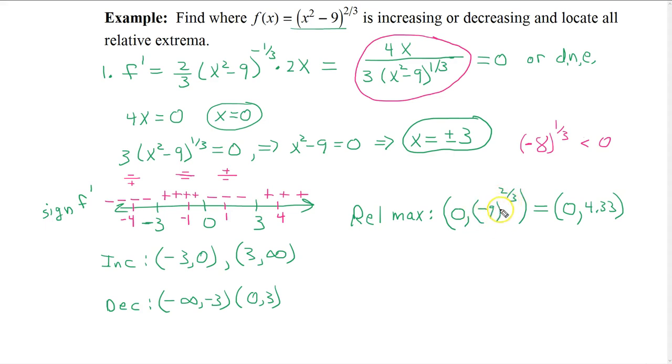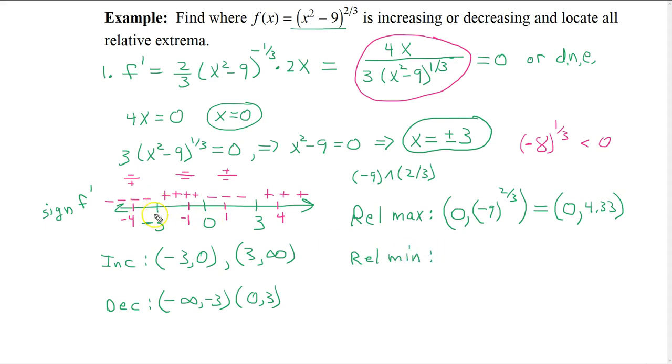Be careful when you evaluate this on your calculator. It should be entered as parenthesis negative 9, hat, and then be careful with your parentheses, 2 divided by 3, like that. That's how you would enter this into your calculator. You'll get back 4.33. Then we have another relative, no, we don't have any other relative maximum, sorry. We have relative minimum.